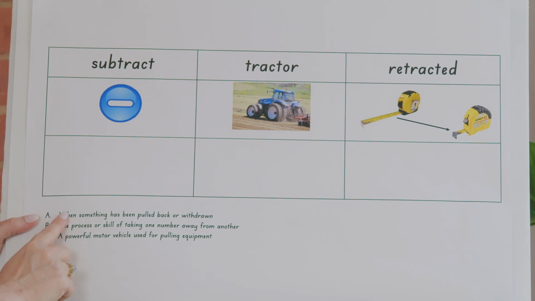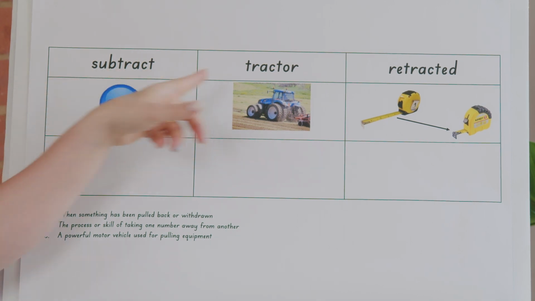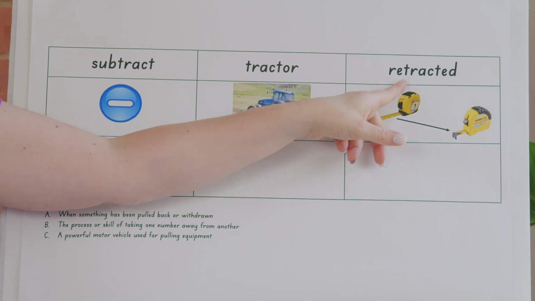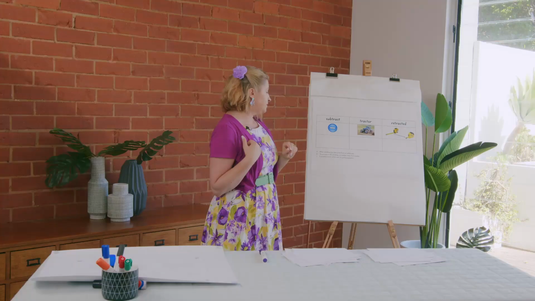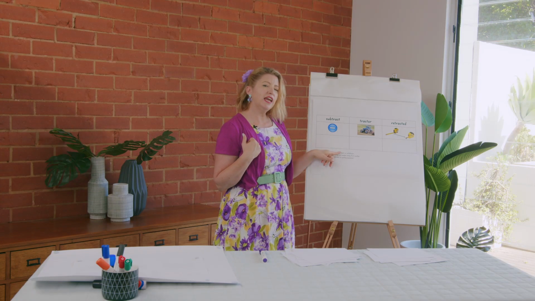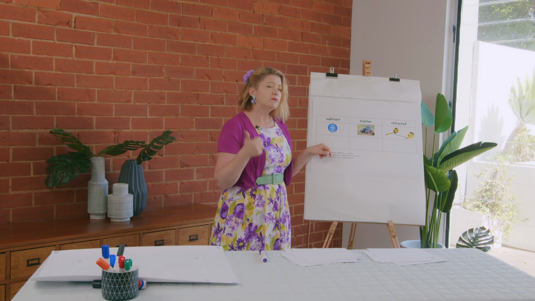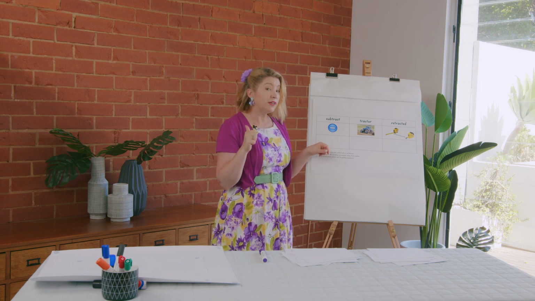A is when something has been pulled back or withdrawn. When something's been pulled back or withdrawn, is it subtract? Is it tractor? Or is it retracted? There might be a hint in there about the tense. I can hear a word pulled, which means past tense. That might help you a little bit.